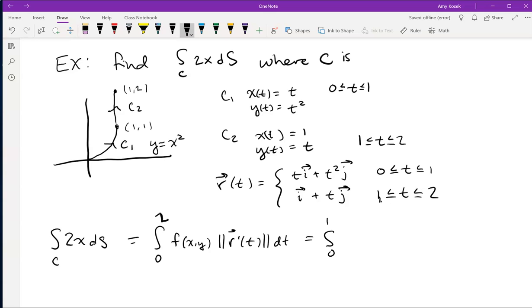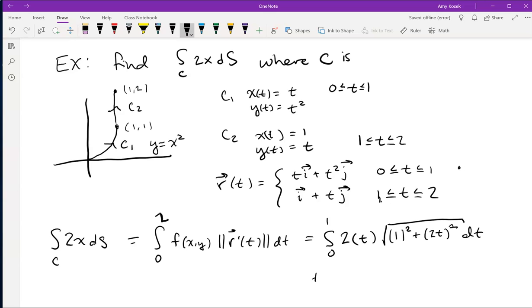So if we do from 0 to 1, f of x, y, well here, x is the function, we're using the top piece right now. So x is t, and then we'll have the square root of x prime is going to be 1. So we'll have 1 squared, and then y prime is going to be 2t, because it's the derivative of t squared, so we'll square that. And then that will be dt.